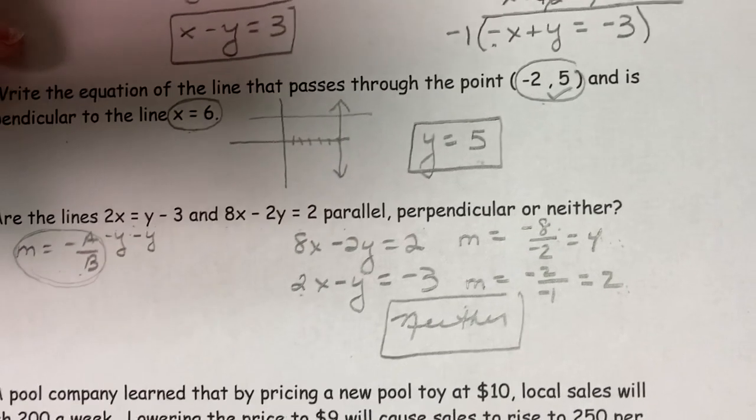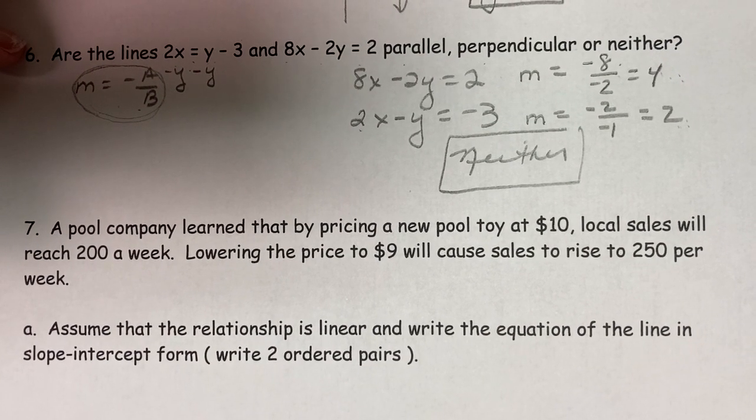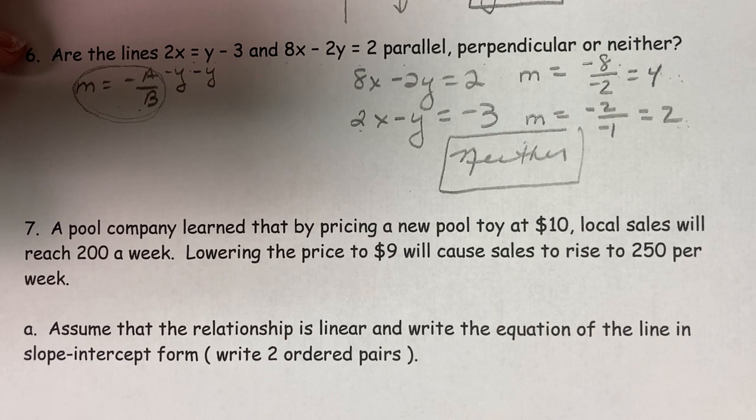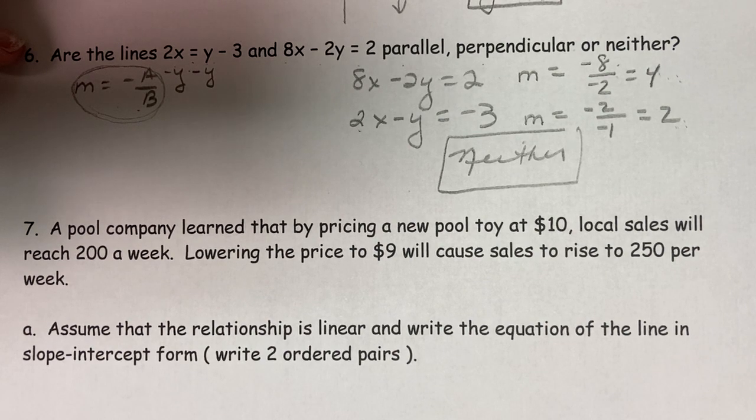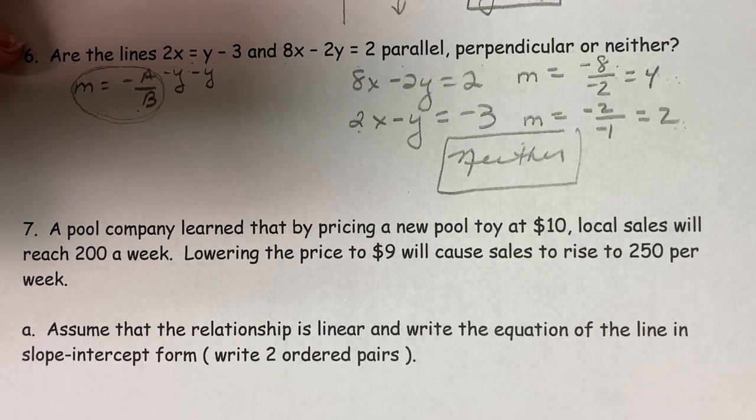All right, so our last equation is a story problem. We did a story problem way back in our first section of Chapter 3, but I don't think we've done another one since. So let's look at this one. A pool company learned that by pricing a new pool toy at $10, local sales will reach $200 per week. Lowering the price to $9 will cause sales to rise to $250 per week.